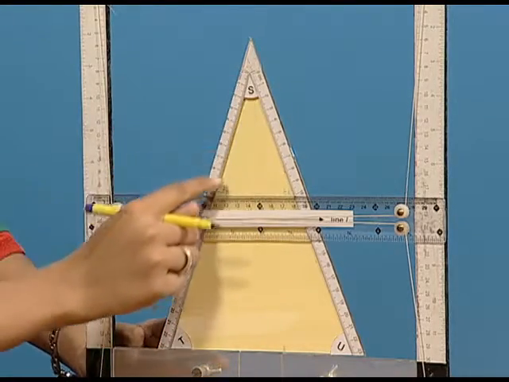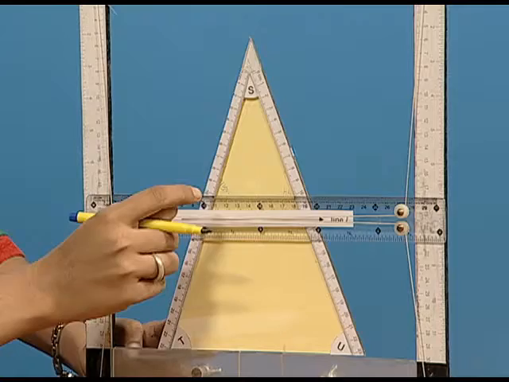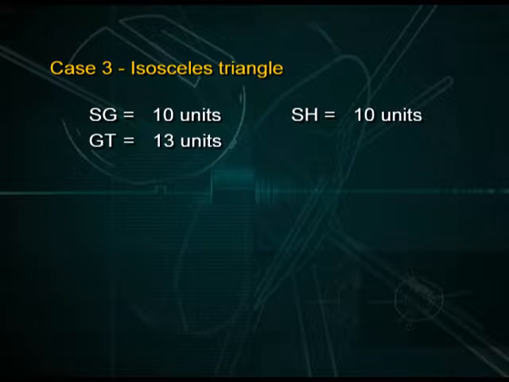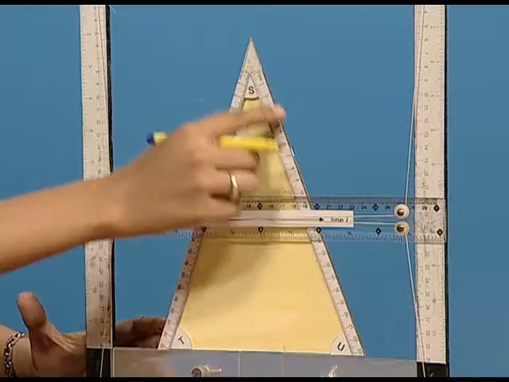Again, on measuring, SG is 10 units and GT is 13 units. SH is also 10 units and HU is also 13 units. So, it is clear that the ratio SG by GT is 10 by 13 and the ratio SH by HU is also 10 by 13, which again shows that the other two sides are divided in the same ratio.